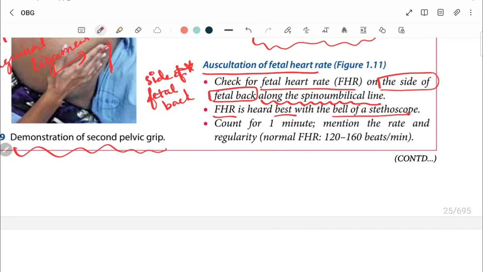You need to count for 1 minute and mention the rate and regularity. For example, the normal fetal heart rate is around 120 to 160 beats per minute.